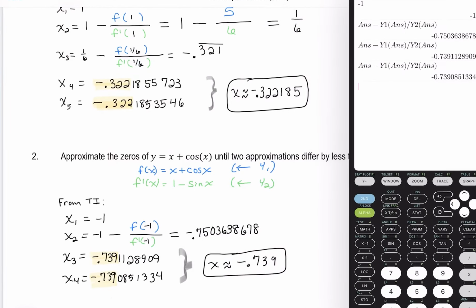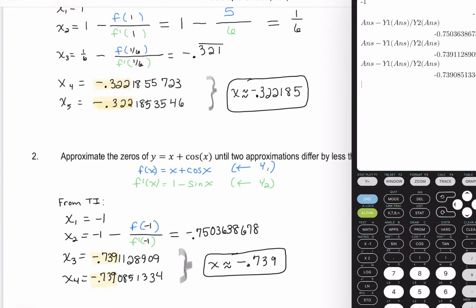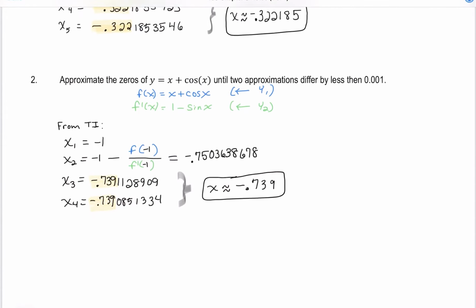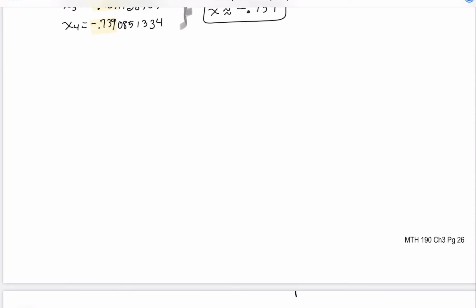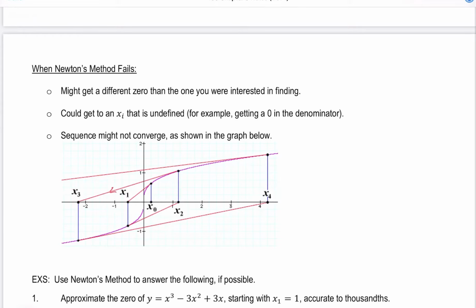All right, so let's see if I can get rid of this graphing calculator. There we go. Okay, so let's continue and let's think about where Newton's method might fail us. So Newton's method fails in some other situations, and that's what we're going to look at in the last part of this video. You could just be closing in on a zero that's not the one you're interested in. You could come to an x sub i, one of the values in your sequence of guesses, that's undefined because you get a 0 in the denominator.